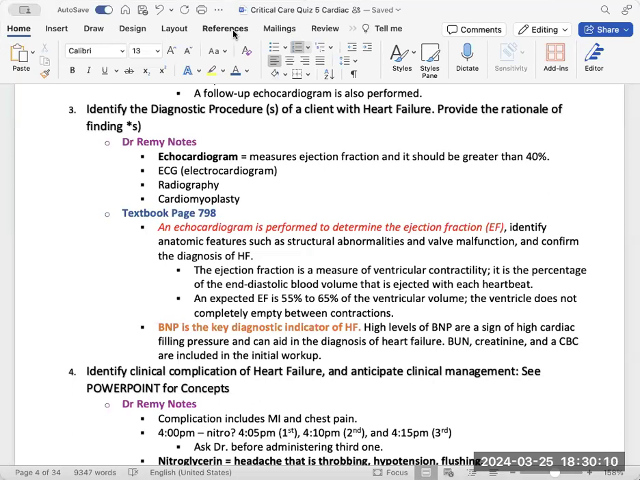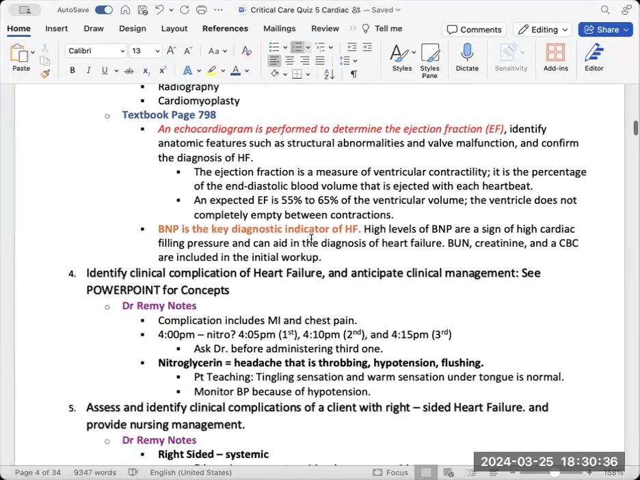You could also do ECGs, chest X-rays, and you could do a BNP. A BNP is like a B-type natriuretic peptide, something like that, and it's a diagnostic indicator of HF. If there's a high BNP level, that means they could have heart failure. So we also could look at those. Also, I wanted to mention quickly before I leave to the next question, that ejection fraction, she said 40%.